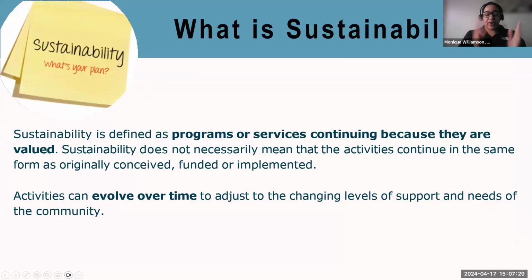But we want to start first by defining what is sustainability. Sustainability is defined as programs or services continuing because they are valued. Sustainability does not necessarily mean that activities will continue in the same form as they were originally conceived, implemented, or funded. Activities, as you know, can evolve over time to adjust to changes in levels of support and the needs of the community. It is important to note that creating a shared understanding of what sustainability means with your team and other key stakeholders will make planning a little bit easier moving forward.